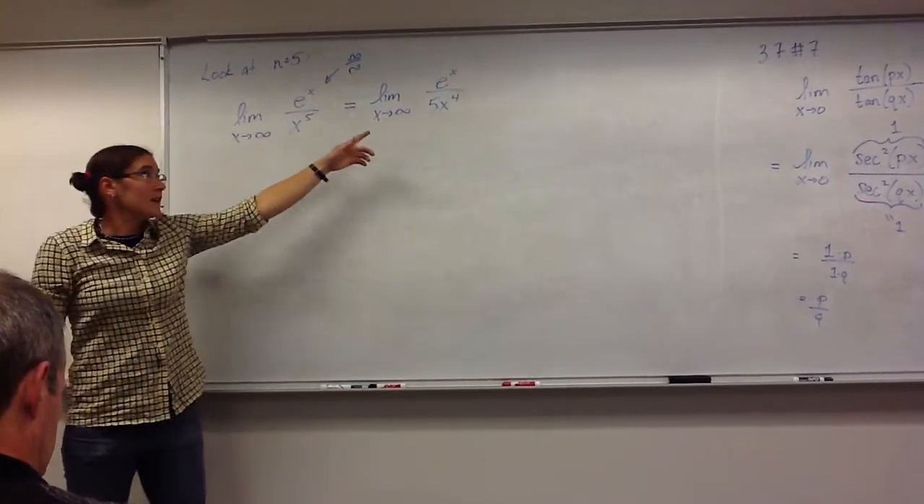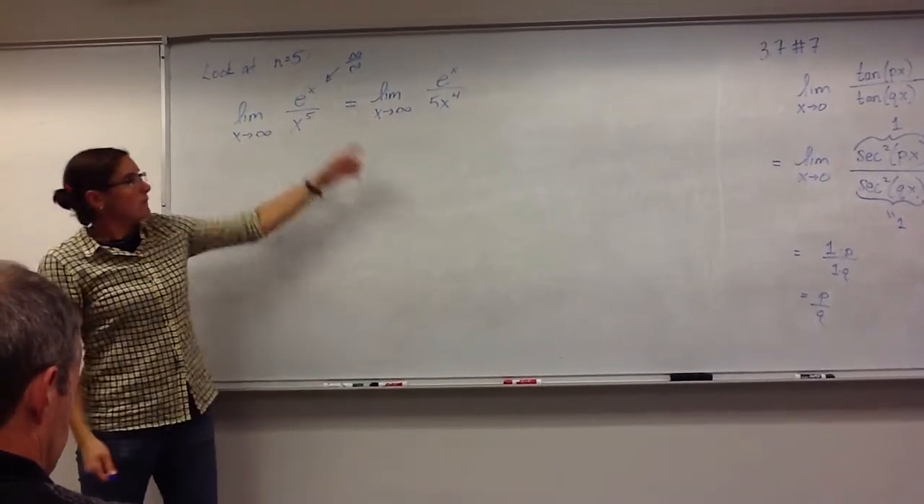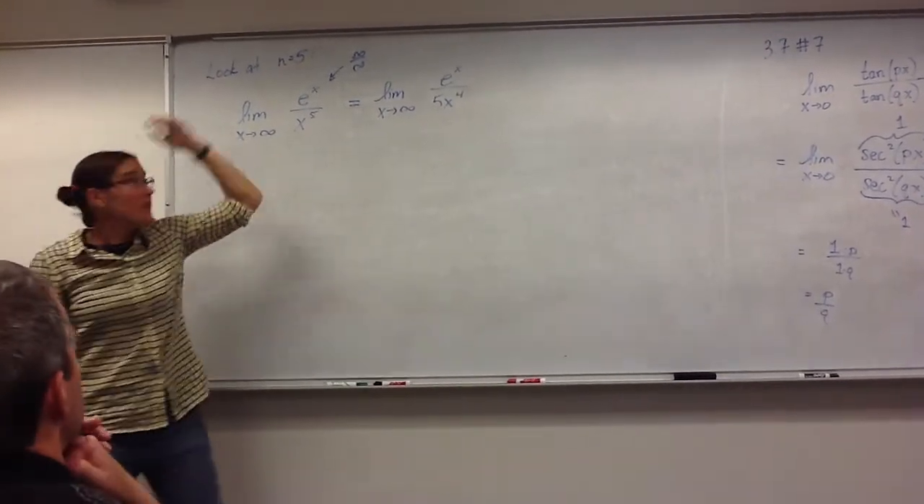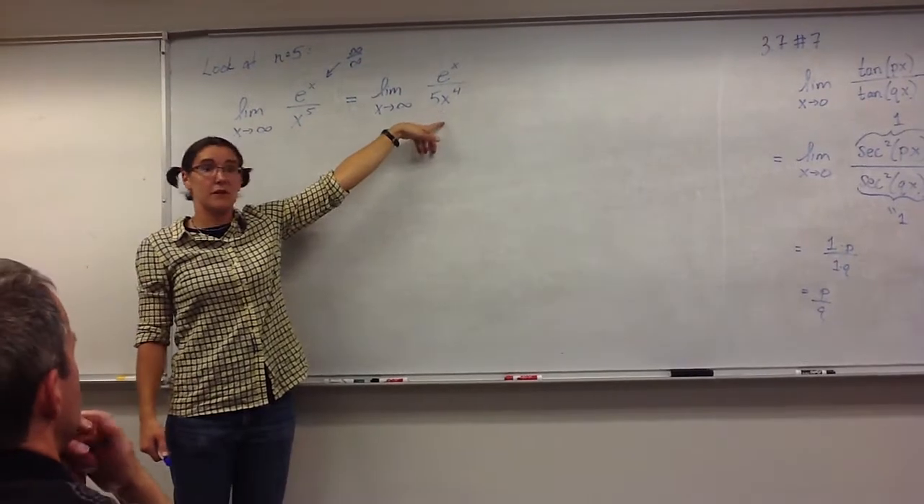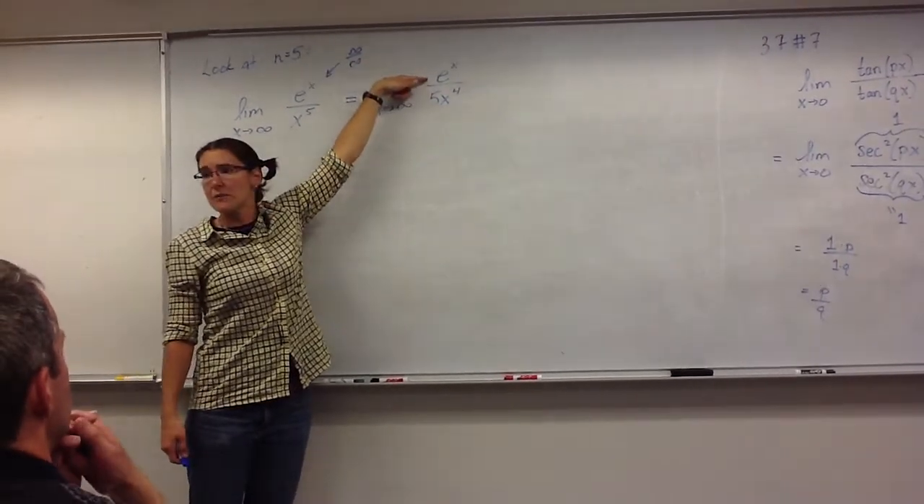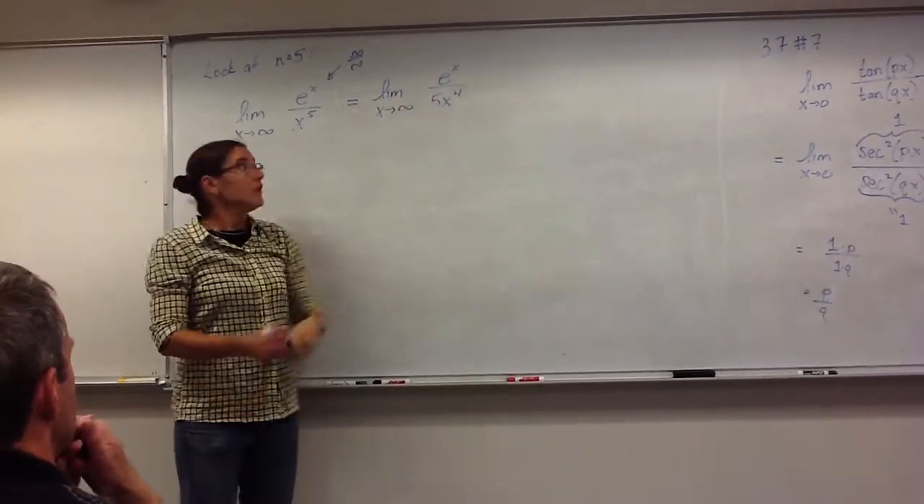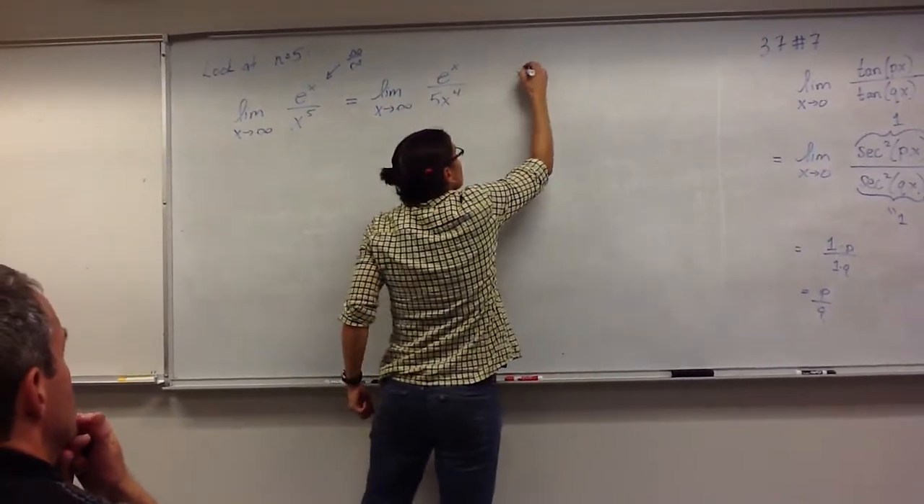And so now we've got e to the x over 5x to the 4th. Still don't really know what to do with it, but again, this is of the form infinity over infinity. As x gets really big, our numerator gets big, and our denominator gets big. So we can hit this guy with L'Hopital once again.